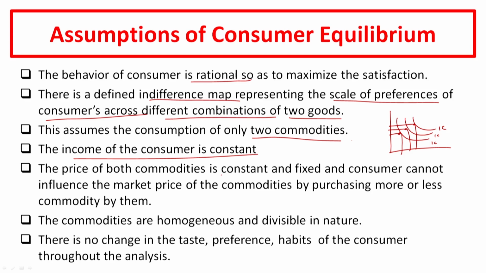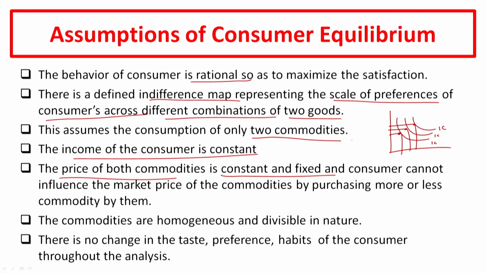Price of both the commodities is constant and fixed. Each commodity is having the fixed price, and you cannot influence the price of the product. The commodities are homogeneous and divisible in nature, same as it is for price line. There is no change in the taste, preference, habits of the consumer throughout the analysis. The same assumption as it was for the price line.